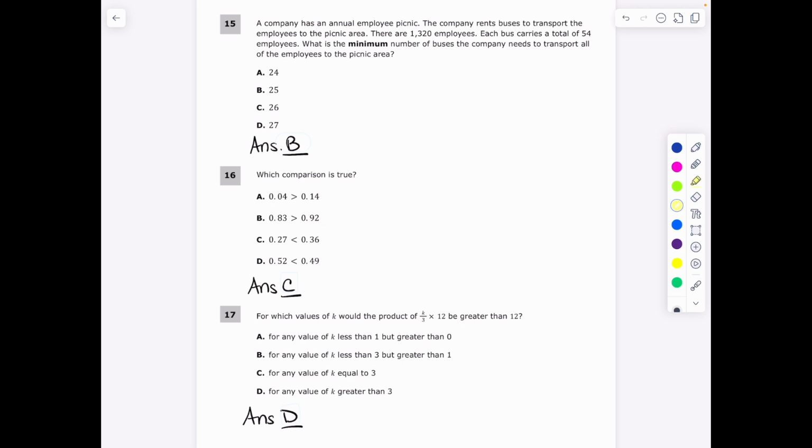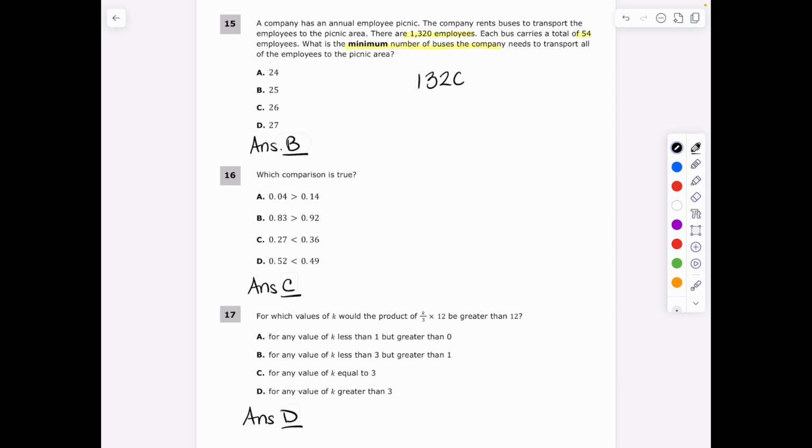With the first one, the company has an annual picnic. The company rents buses to transport the employees to the picnic area. There are 1,320 employees. Each bus carries 54 employees. This is the division problem. What is the minimum number of buses that the company needs? So it's going to be one of those, do I have enough? What happens with the remainder?